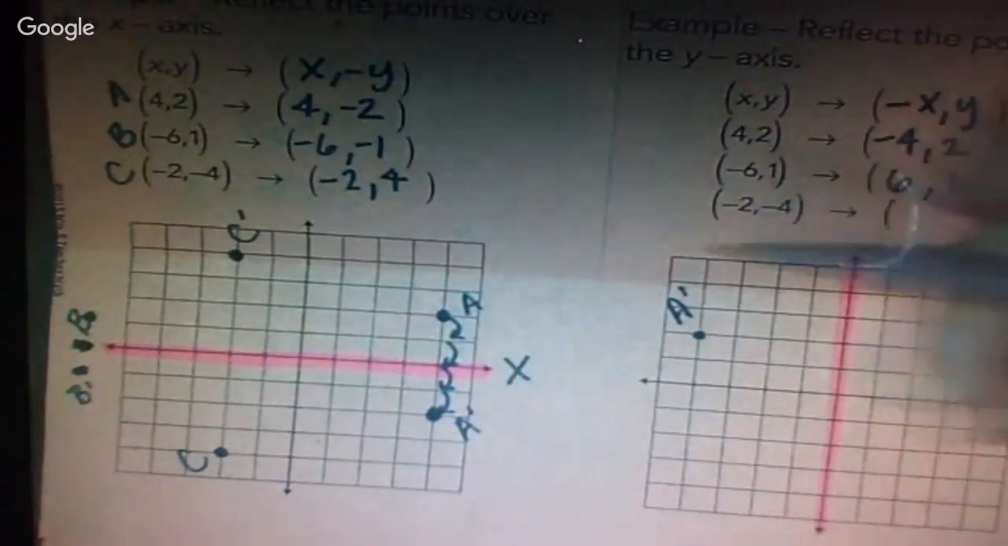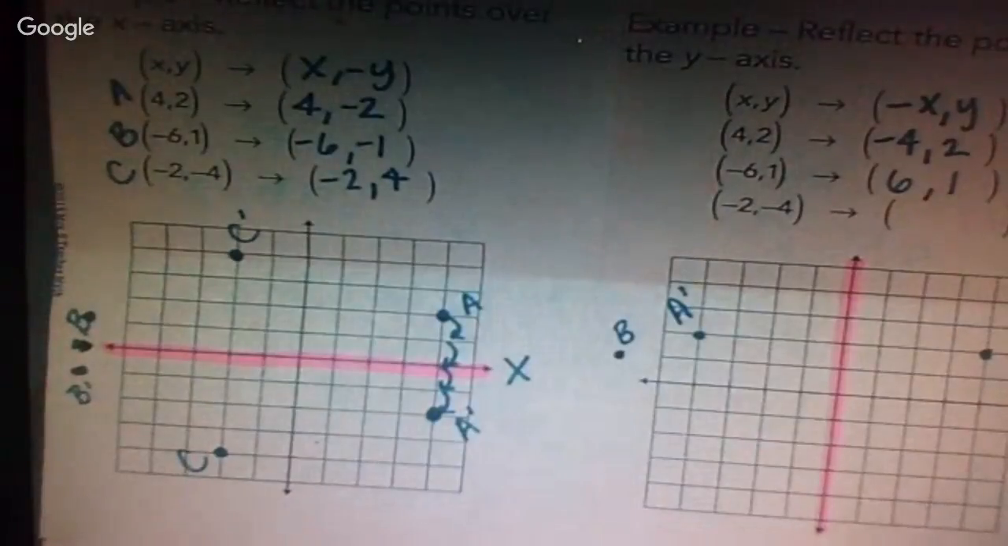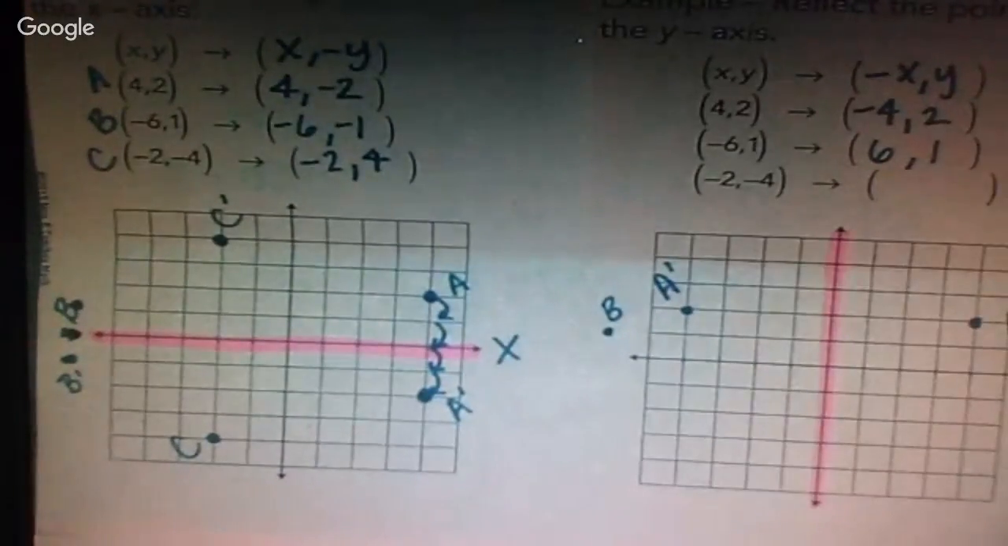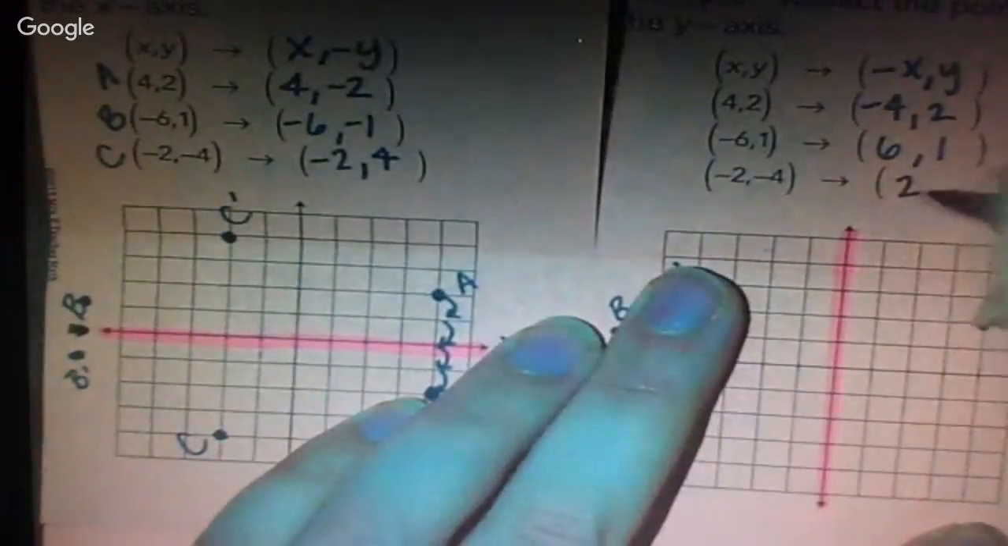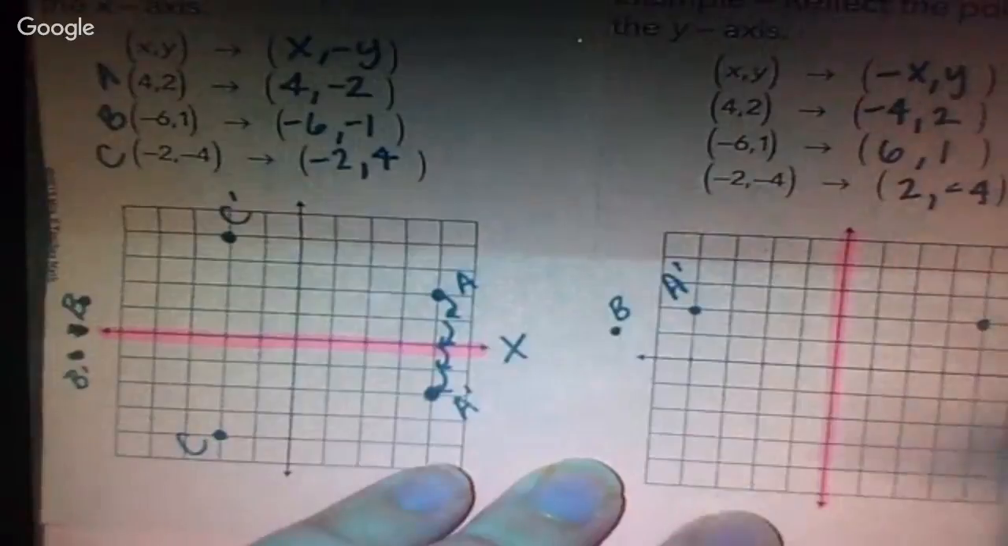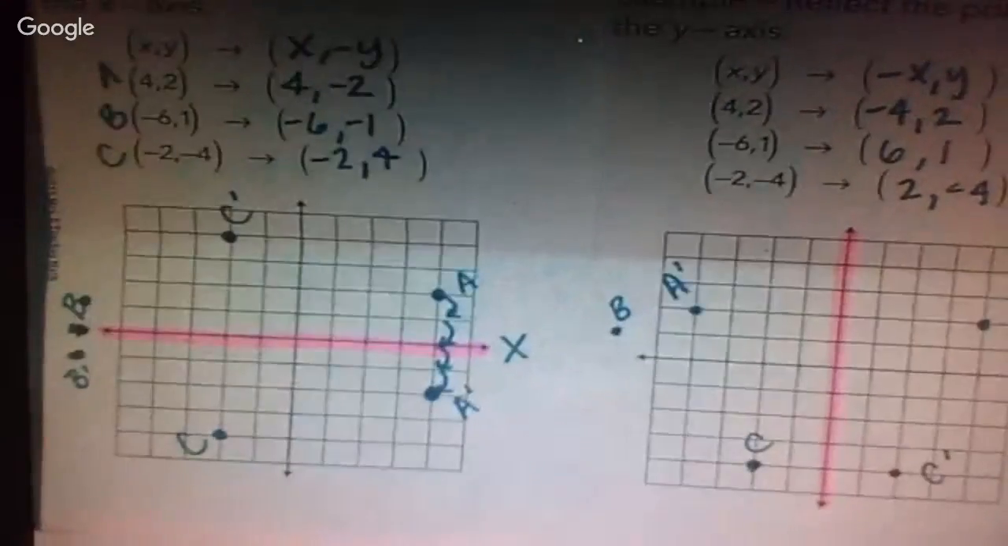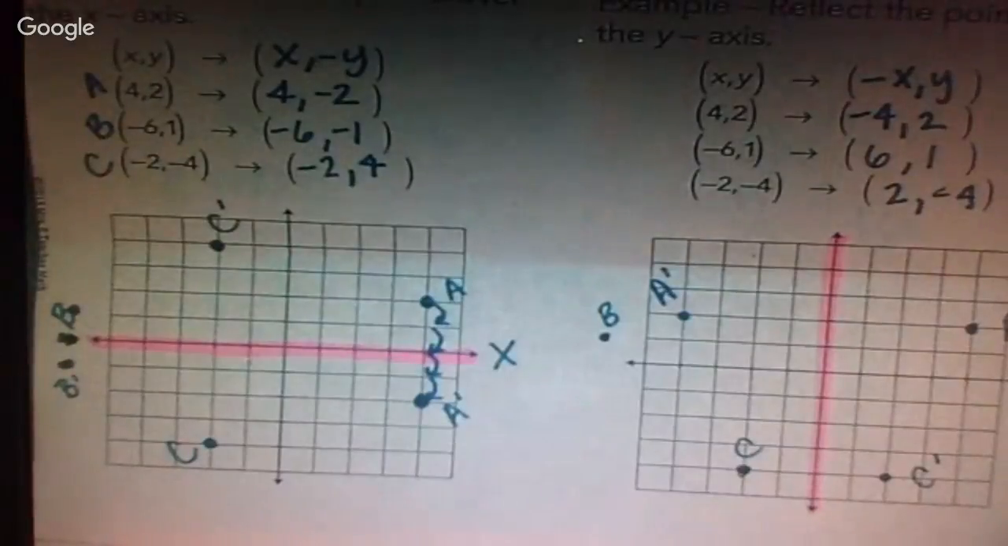So again, it started way out here, and it's now moving way over here. And finally, -2, -4 becomes 2, -4. So it started here, and it's moving over here this time. So reflections in the axis. If it's the x-axis, it changes the sign of y. If it's the y-axis, it changes the sign of x. Okay, so it always changes the opposite. How do we feel about that so far? Good, good.